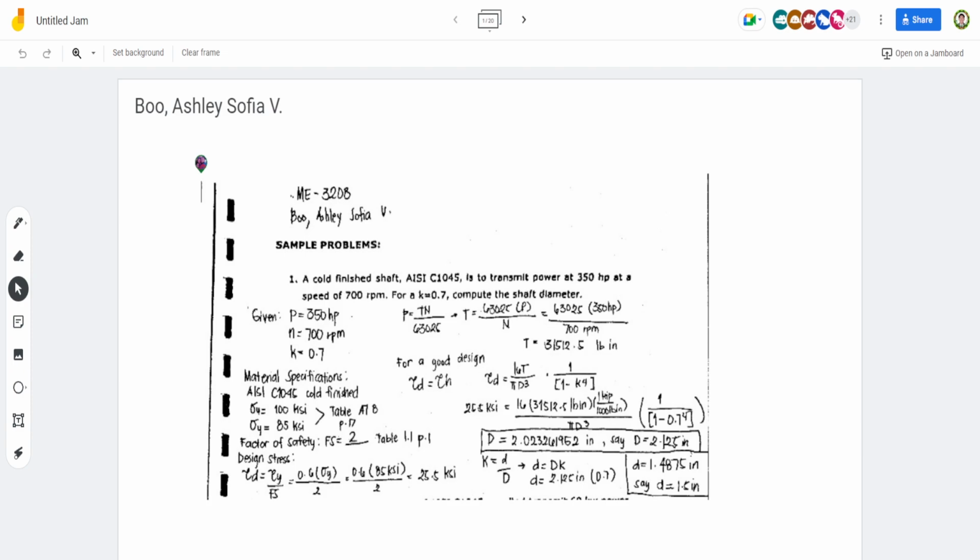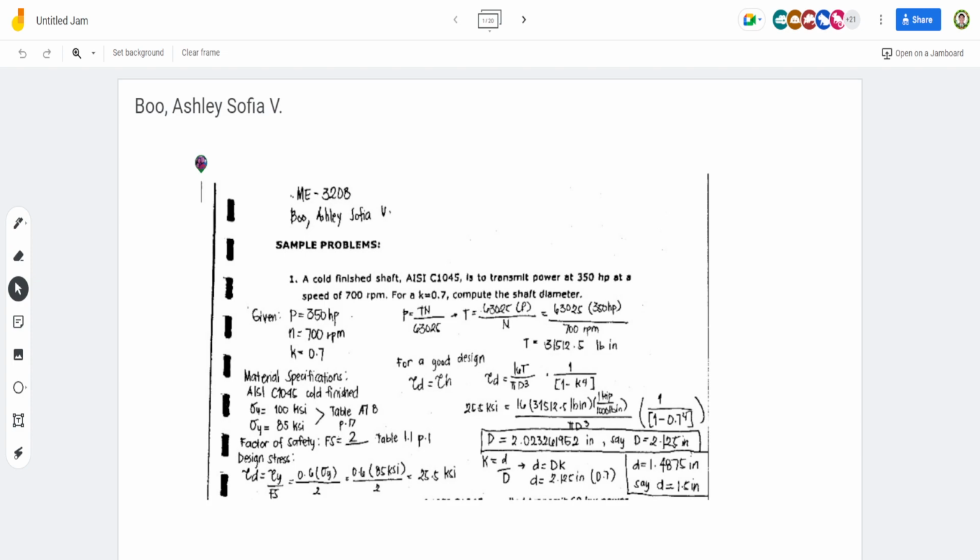And then, following po doon sa pagkakadiscuss po niyo kanina, kukunin po muna natin ang value ng torque. And makukuha po natin yon by using the formula po na P equals T times N over 63025. So, substituting po our values, makakuha po tayo ng value ng torque na 31512.5 pound-inch po. And then, after po nun ay pwede na po tayong mag-proceed sa pag-equate po sa ating for a good design.